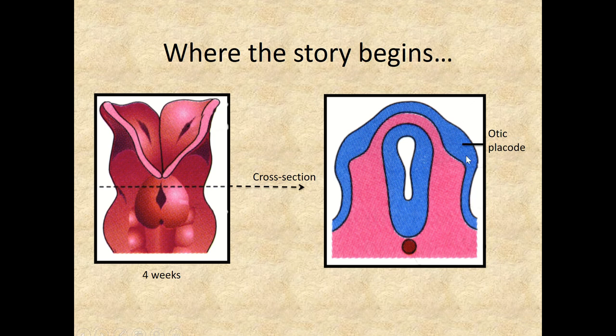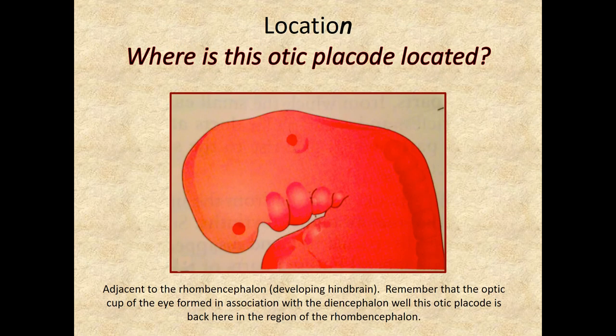The surface ectoderm is going to thicken in that area and is going to develop into what we would call an otic placode. So here you can see that it's going to be developing right at about the area where the hindbrain will develop, and we'll pick this up when we do brain development, but that's going to be around the hindbrain, which we also refer to as the rhombencephalon.